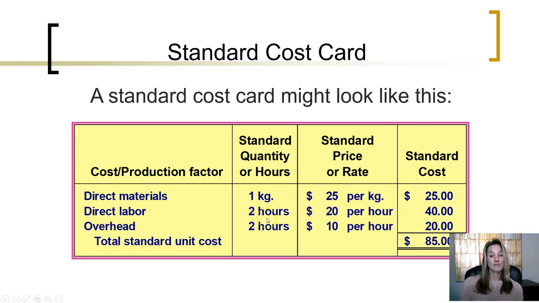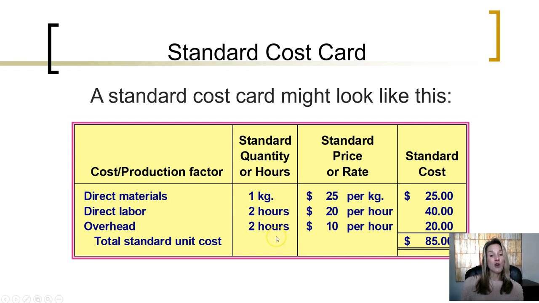For labor, the standard quantity of labor would be 2 hours of labor for each unit produced at a standard rate of $20 per hour. Total standard labor cost, $40 per unit produced.